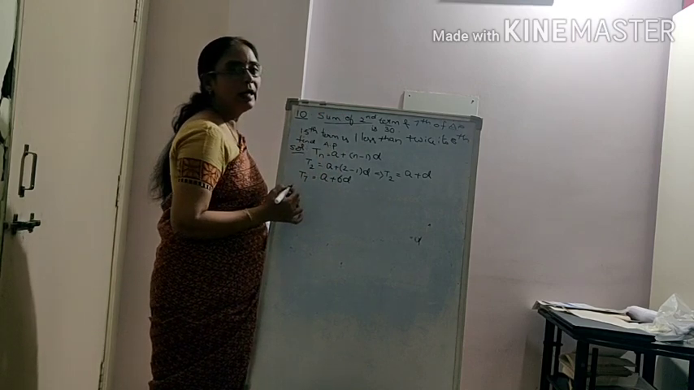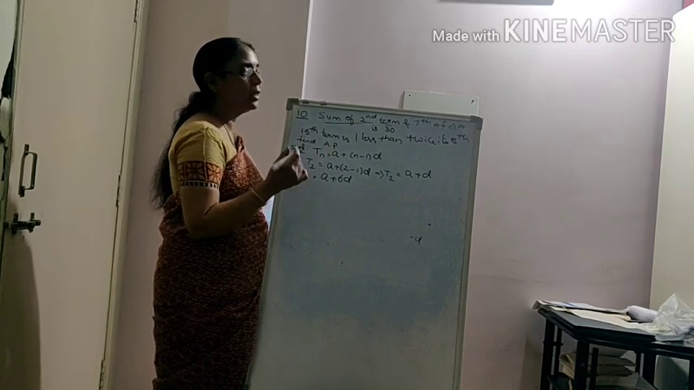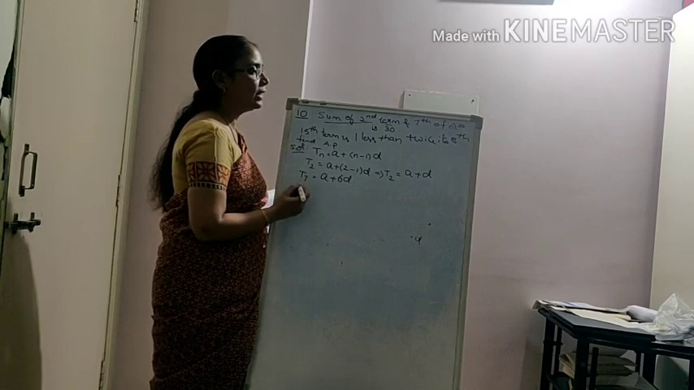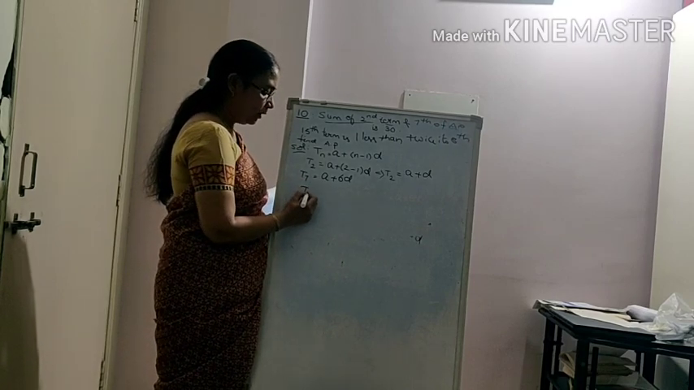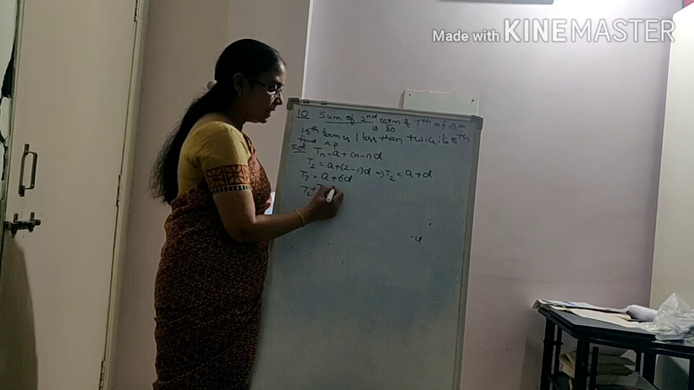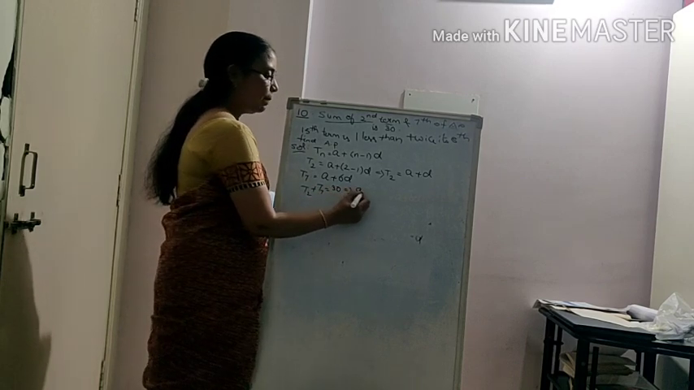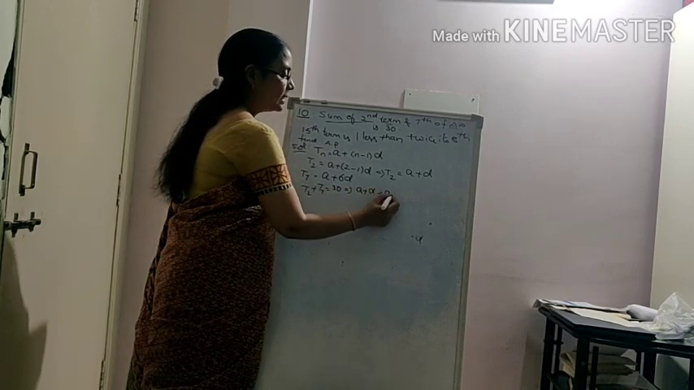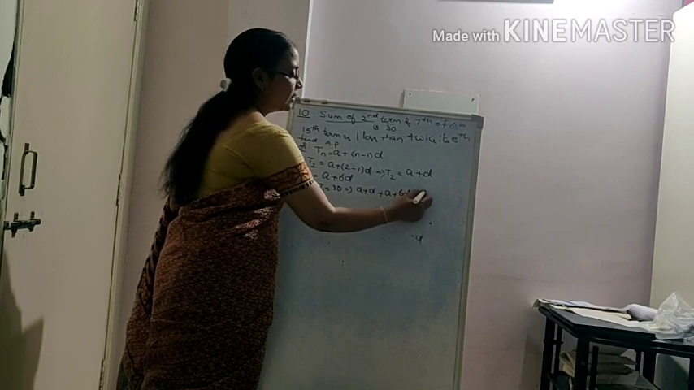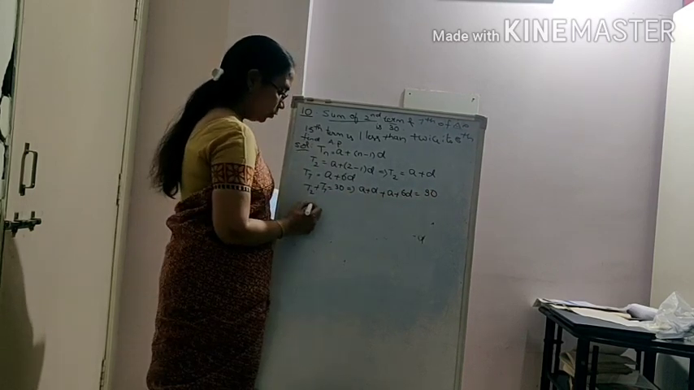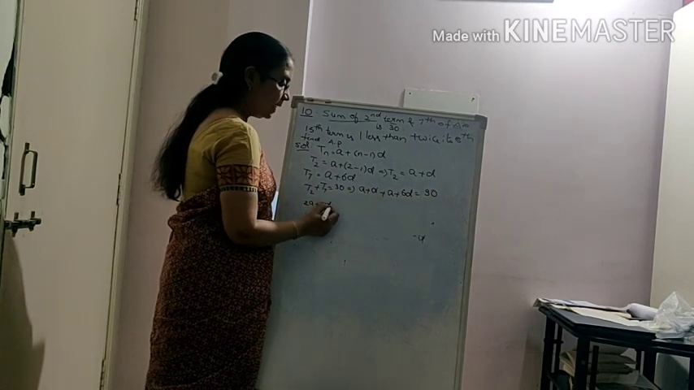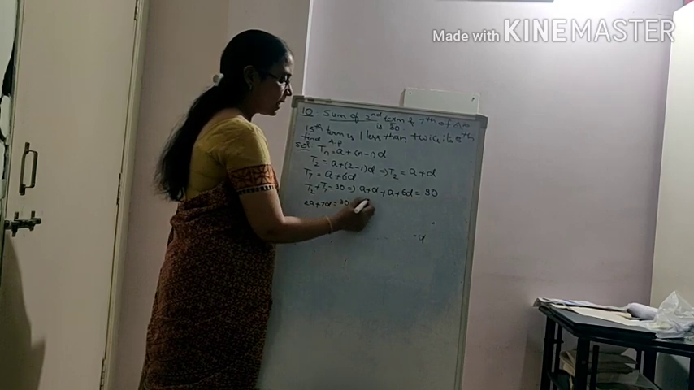Let us put the conditions in equations. First condition, that is the sum of the second term and seventh term is 30. T2 plus T7 is 30. A plus D plus A plus 6D is 30. 2A plus 7D is 30. This is the first condition.